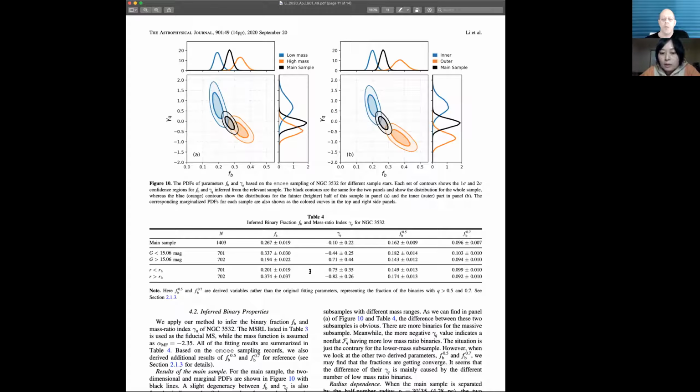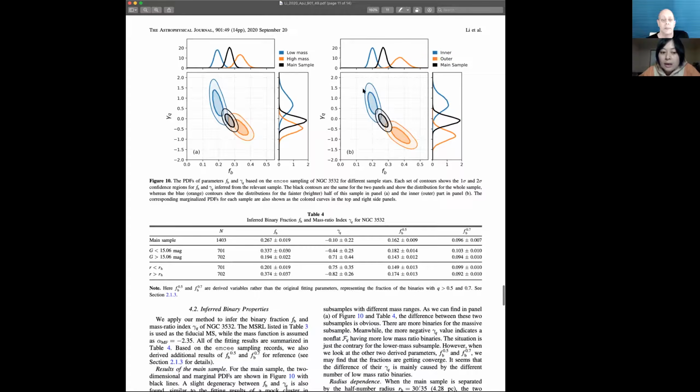We also divide the stars into 2 bins with equal numbers by the distance to the cluster center, which is the radius. We see a clear difference between the 2 bins, in panel B of Figure 10. The inner region of the cluster, the blue contour, shows a lower binary fraction and fewer low mass ratio binaries. This is due to more fierce dynamical encounters in the inner region.